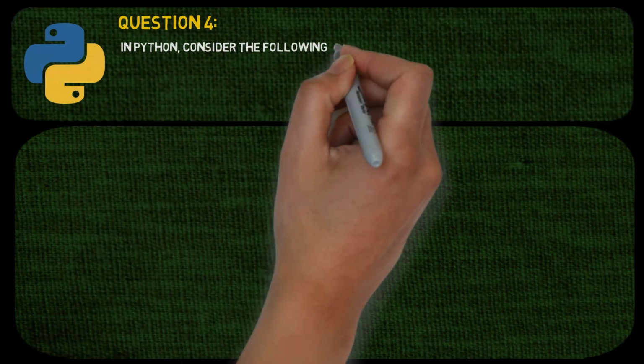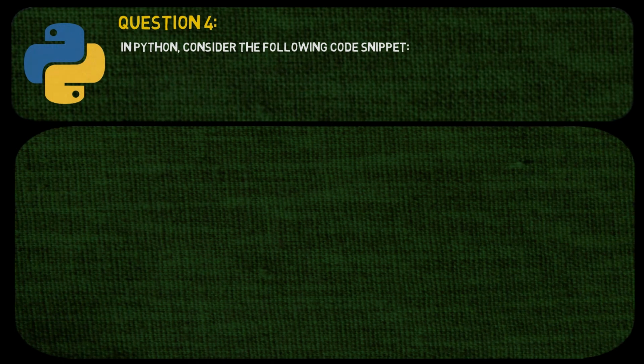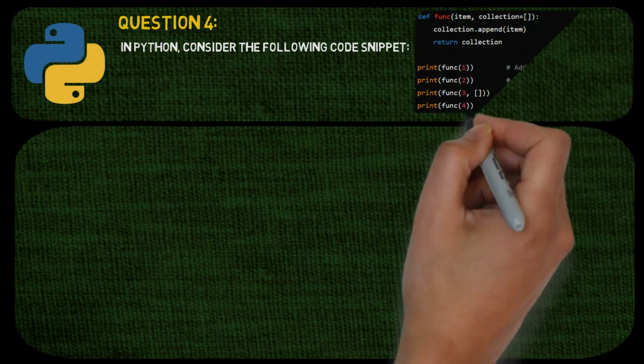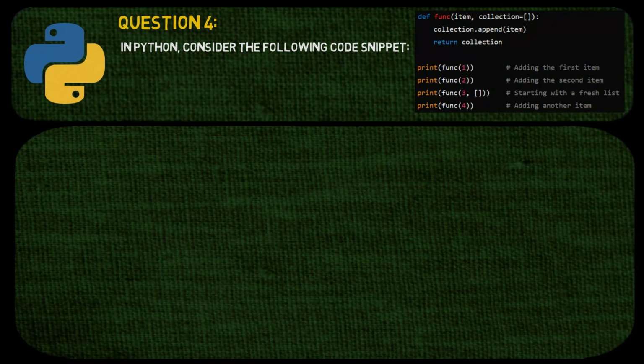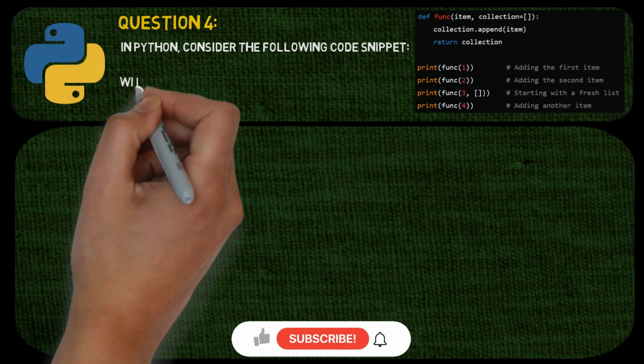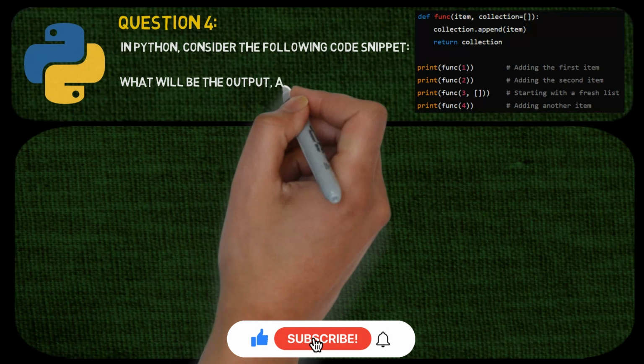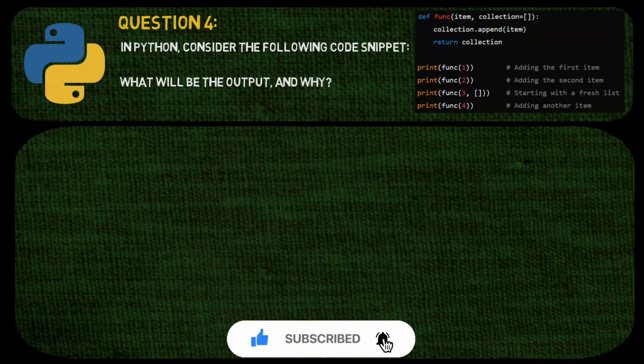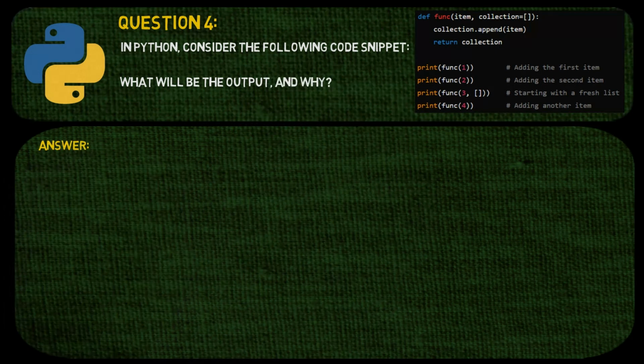Question 4. Now let's talk about functions and default arguments. Check out this code. What do you think happens with each function call? This one's tricky, so take your time. Answer.